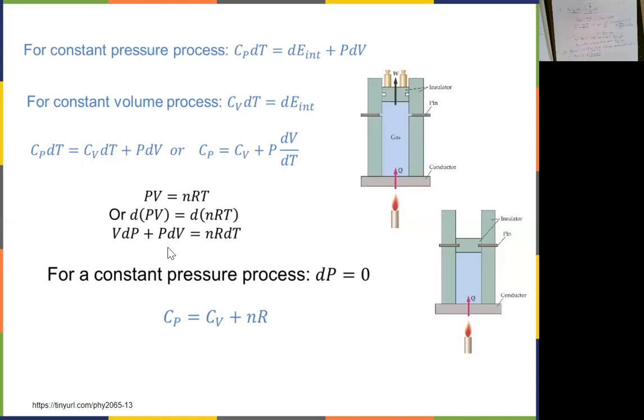Now, if you have a constant pressure process, dP will be equal to 0. So then P dV is equal to nR dT. You can rearrange the terms. So P dV equals nR dT. Let me write on the paper here.